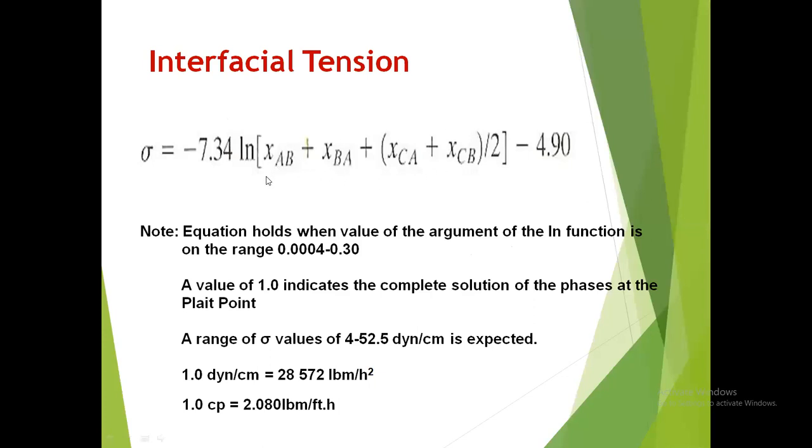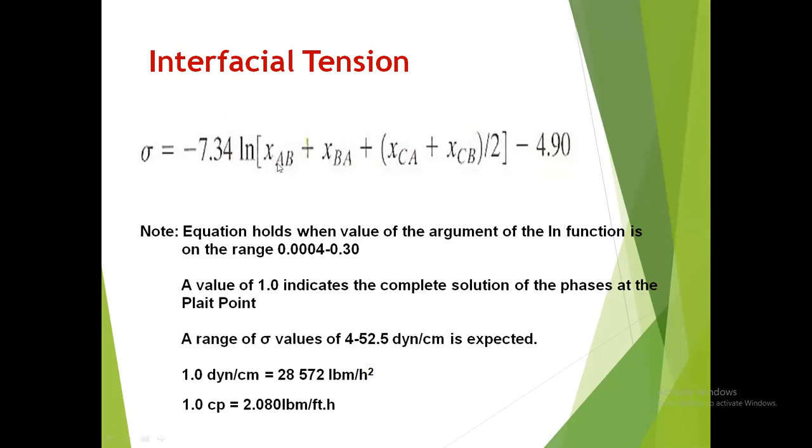The formula in which you have the X sub AB, you have the X sub BA, CA, and CB. Okay, all of which are X. So what are these particular X's with the corresponding subscripts? By the way, they represent the mole fraction.